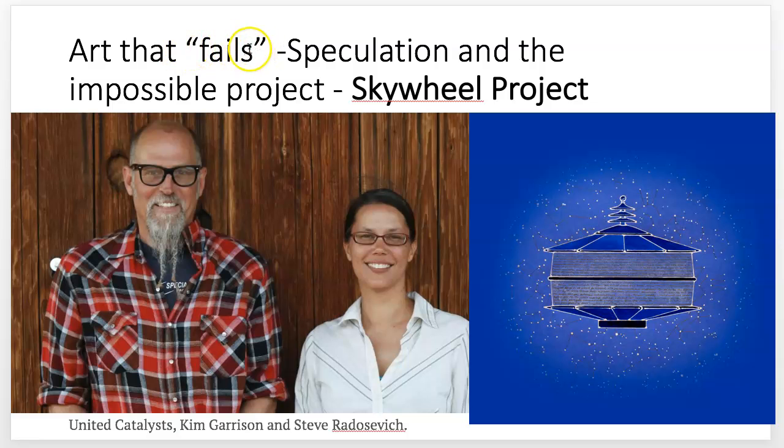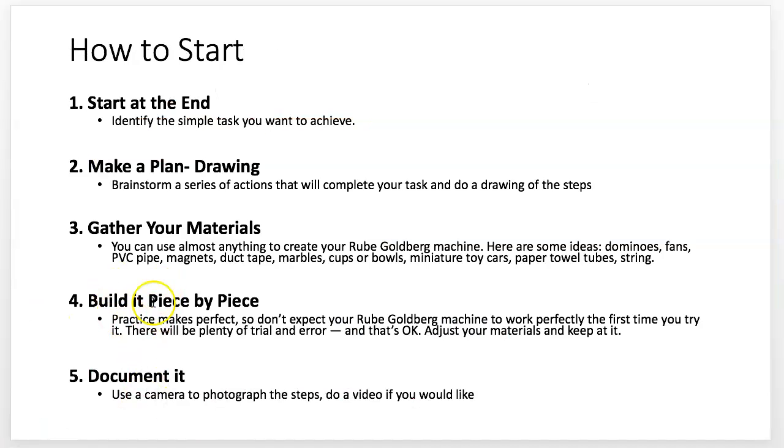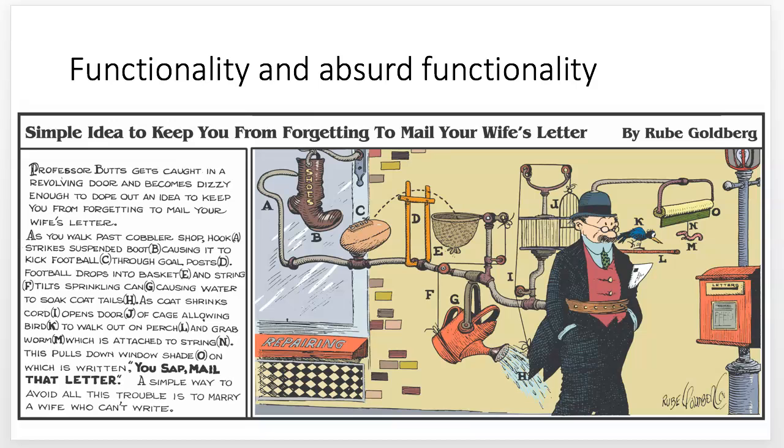This isn't necessarily art that fails. Maybe John Tingley's art fails, but there's an idea of speculating about what could happen. The whole project is about speculation. Why did I bring up speculation? Because this is the idea of the plan and drawing, coming into the absurdist idea of speculation.